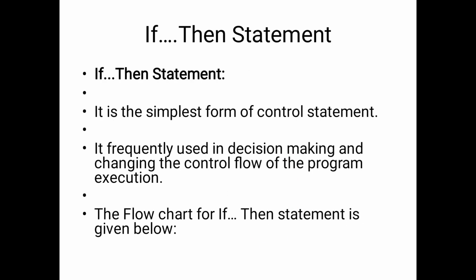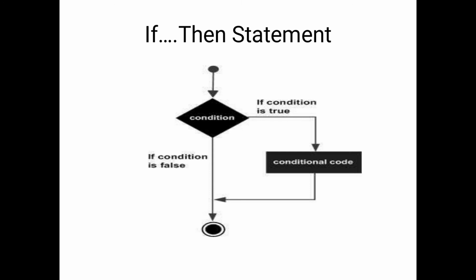The if then statement is the simplest form of control statement. It is frequently used in decision making and changing the control flow of program execution. The flowchart for the if then statement is given below. Control comes down here and the condition is checked. If the condition is true, then this code is executed. If the condition is false, it goes out of the condition.